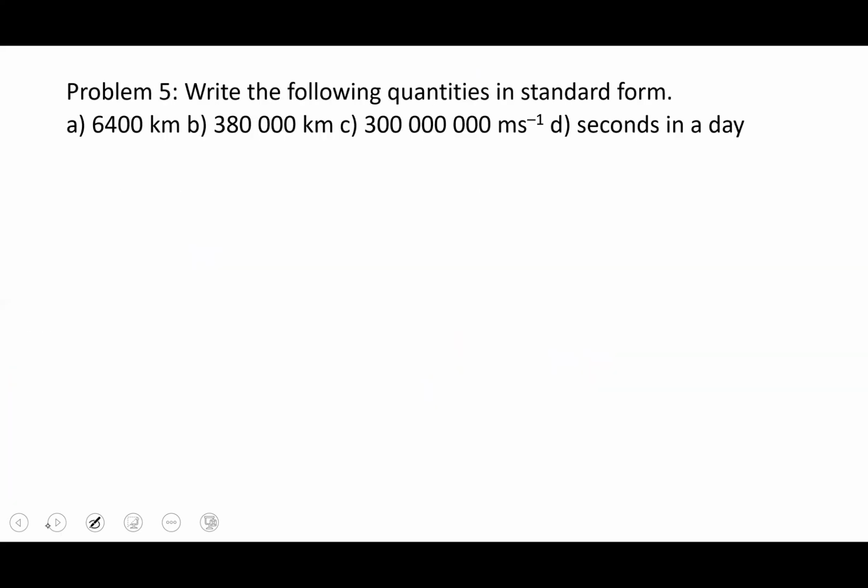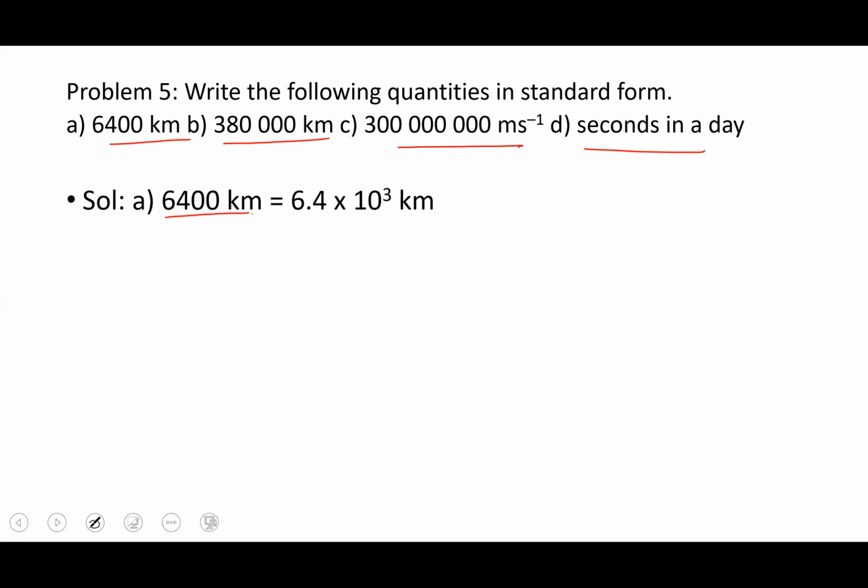Question number 5 says, write the following quantities in the standard form. Now we have to write all of these quantities in the standard form. So the first one is 6,400 kilometers. 6,400 kilometers can be represented as 1, 2, and 3. So the decimal point, I moved 3 places, so 6.4 × 10^3 kilometers. So this is the scientific way of writing it down.